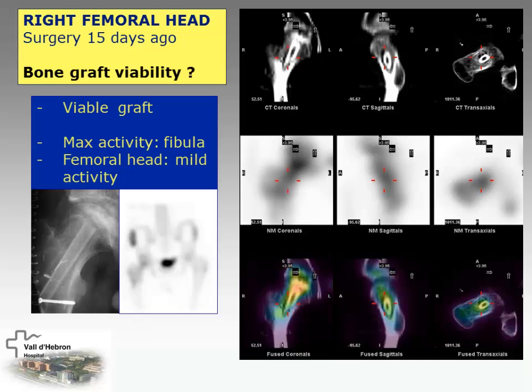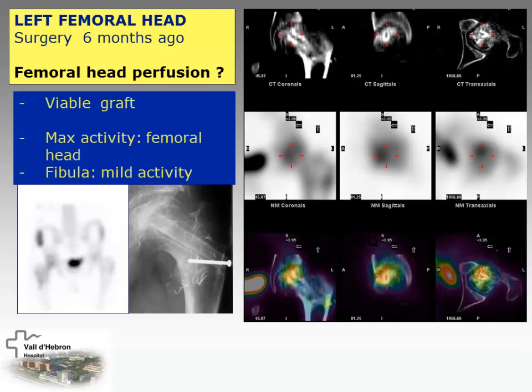Okay, and well, our report is the perfusion is okay, and it seems that the osteogenic activity is beginning to increase. And what about the left side? The left side has been intervened 6 months ago. Okay, and here, where is the higher activity? In the fibula? No, on the femoral head. Yes. And this is a good prognostic? Yes, this is a very good prognostic.